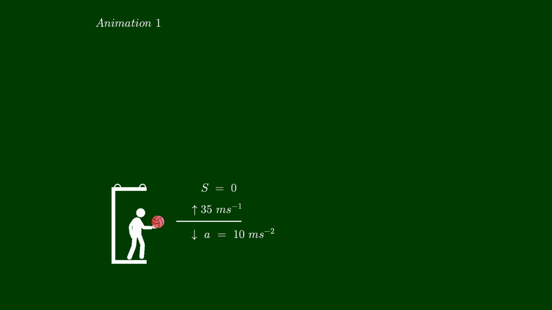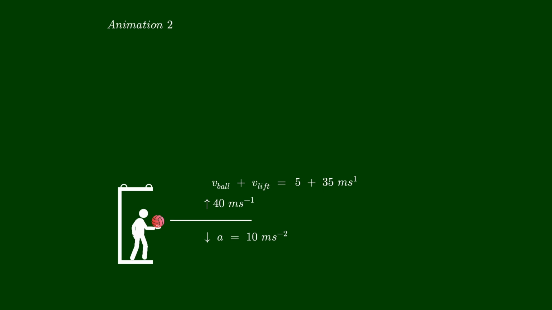Therefore, we can disregard the motion of the lift when we calculate the time taken to catch the ball. The displacement of the ball is 0 when the ball is in the boy's hand. We can use this kinematic equation to calculate the time taken for the boy to catch the ball. We will substitute 0 for the displacement of the ball. We get two values for time. But the time cannot be 0. Therefore, it takes 7 seconds for the boy to catch the ball.